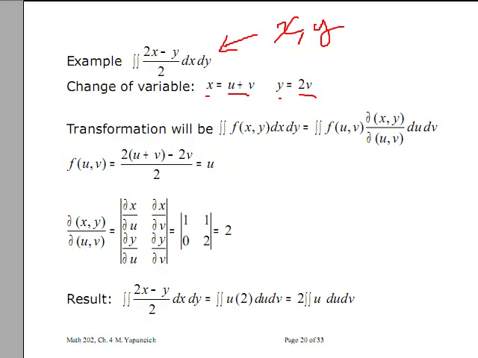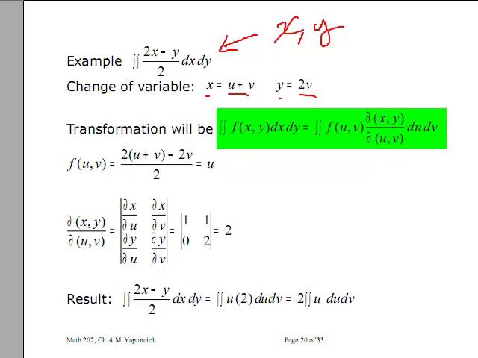Now, when I make the transformation, this is what was talked about in the previous lecture. I have to take the function, and I have to write it in terms of the new variables. That's what I've done here. F of u, v. Well, every place there's an x, of course, I write u plus v. And every place there's a y, I write 2v. So carry out that algebra, and all you get is a u.